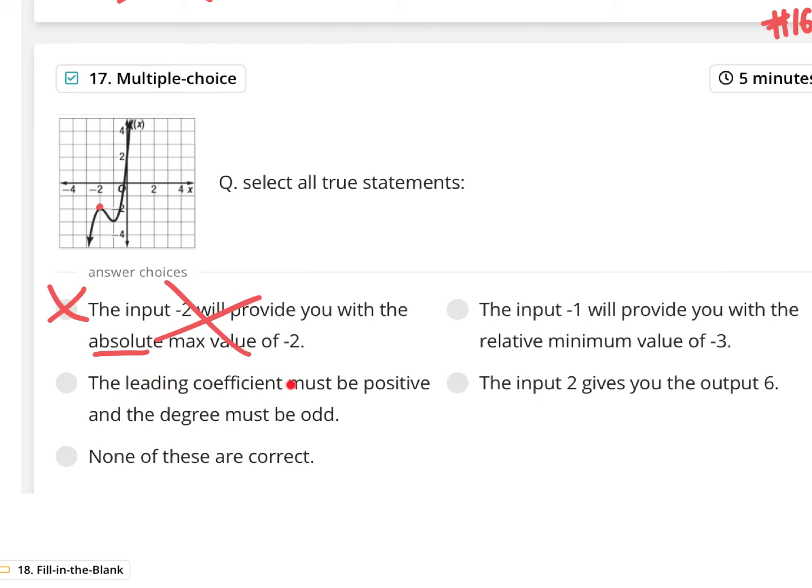Moving on. The leading coefficient must be positive. What do you guys think about that? Is the leading coefficient positive, depending on your end behavior down here in quadrant 3 and up here in quadrant 1? Yes, it is positive. So you would select this one for sure.